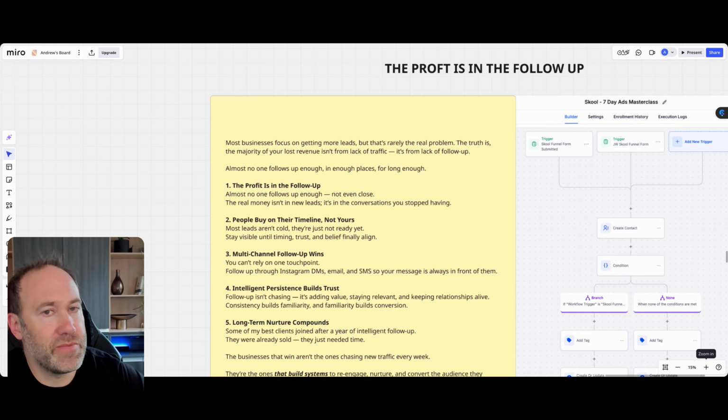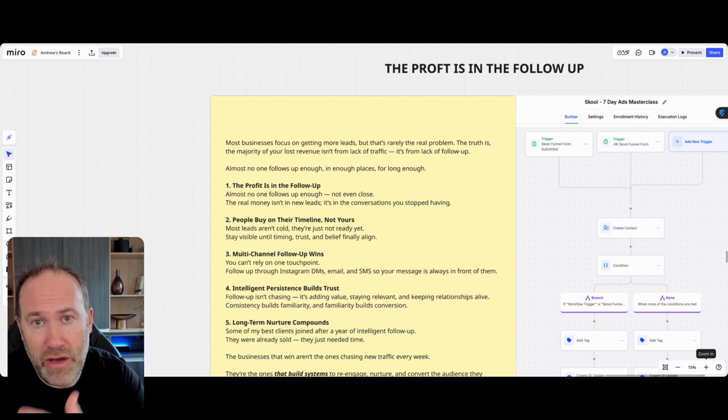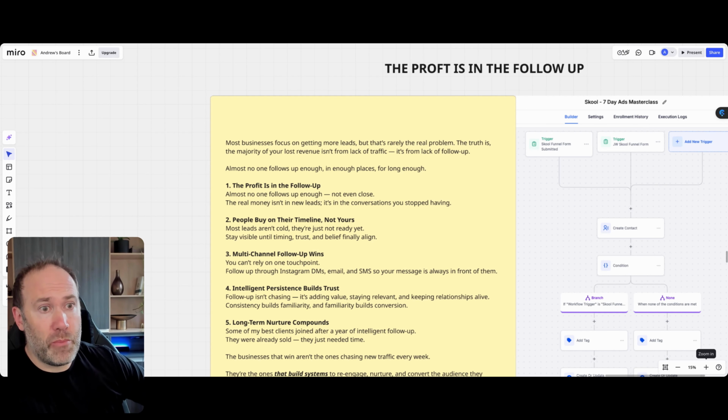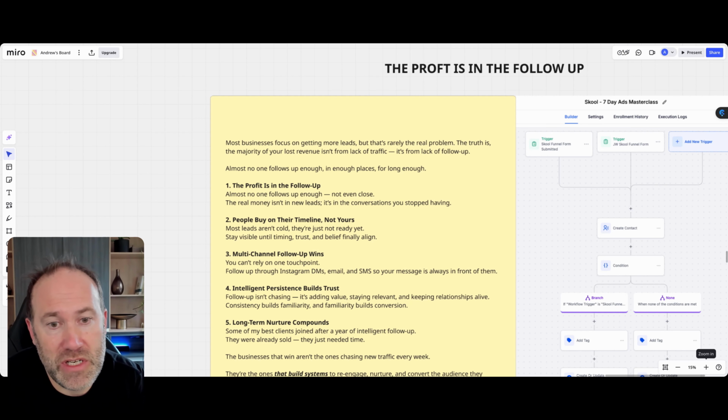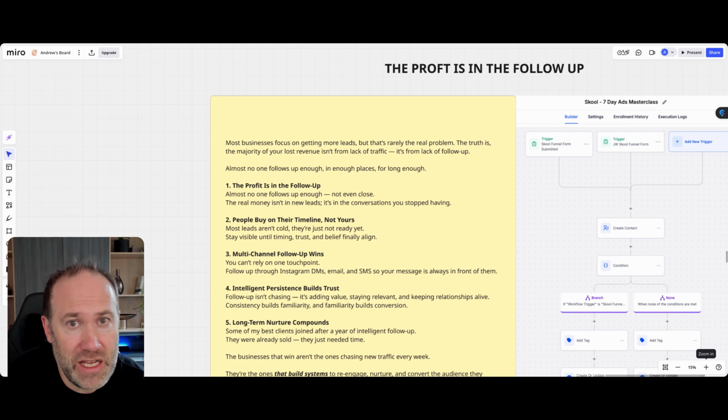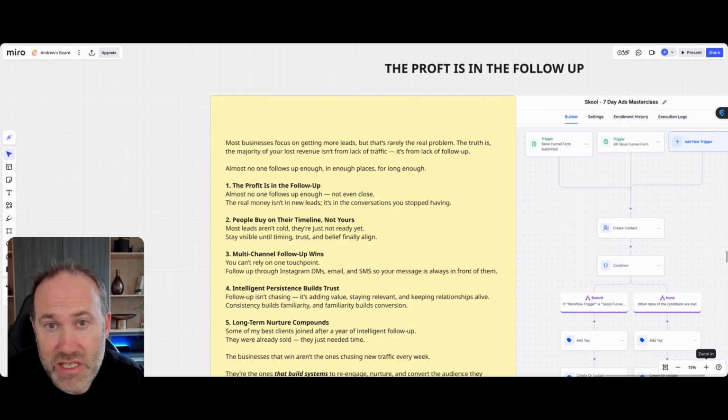Maybe they're moving house, maybe they're going through a divorce, maybe times are just a bit tougher, but they really like what you're talking about. They know they need it, but they're not quite ready yet. If you let it go at that one point in time, you're missing out on the fact that down the line, they could be an absolute paying customer. I've had people come back to me after a year and pay me $10,000 simply because I followed up repeatedly.